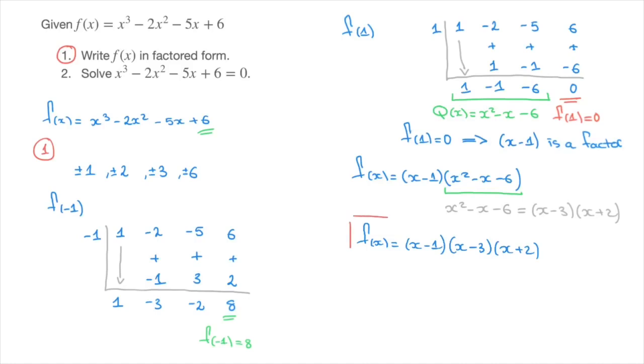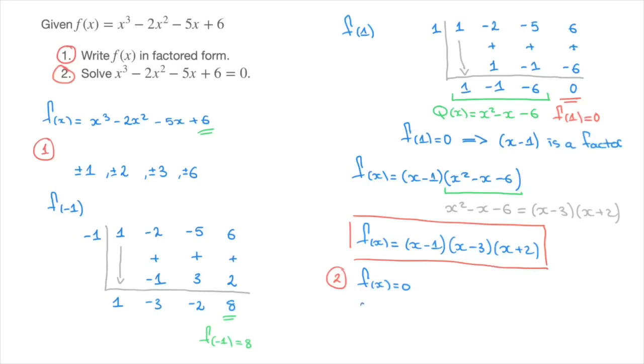And that's the answer. Now that we've written f of x in its factored form, we can move on to question 2. Remember, we need to solve the equation x cubed minus 2x squared minus 5x plus 6 equals 0. In other words, we want to solve f of x equals 0. Well, luckily for us, now that we've written f of x in its factored form, that's quite simple. Indeed, f of x will equal 0 if either one of its linear factors equals 0.